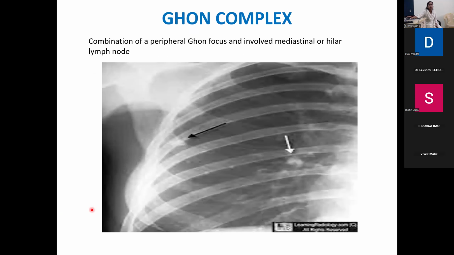And next is the Ghon complex. So in Ghon complex, again you have a consolidation. The consolidation, the Ghon focus, that is the area of consolidation, but this time it is draining from there to a regional node, and most commonly it is the hilar node. So these are the hilar nodes. So both of these form the Ghon complex.